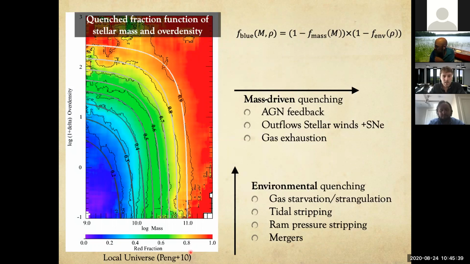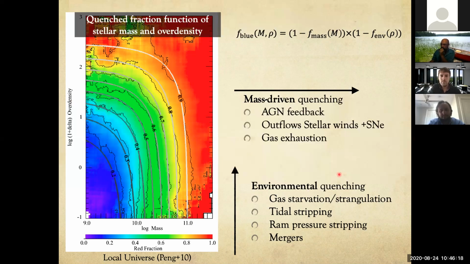And this was realized and worked out in a paper by Peng et al. 2010. And the physical interpretation for this mathematical good representation is that the mass axis, so mass-driven quenching, can be caused by AGN feedback, outflows from stellar winds, supernovae, gas exhaustion, and more likely in the overdense environments, there's gas starvation, strangulation by other galaxies, tidal stripping, mergers, ram pressure stripping. So there's a lot of theoretical basis, physical basis behind this model, but the model itself is purely empirical.